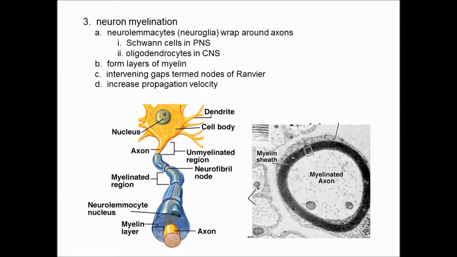Oligodendrocytes, in contrast, are only found in the central nervous system. I'll show you another figure in a minute, and their extensions do kind of the same thing, but I'll show you that in a better figure later. And again, the purpose of myelination is to increase propagation velocity, and we showed you how that occurred.